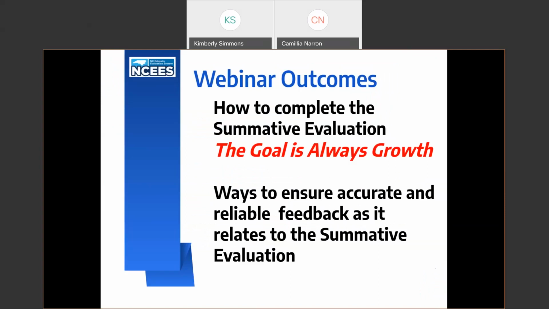So our webinar outcomes for today: how to complete the summative evaluation, and of course, the goal is always growth. And we want to look at ways to ensure accurate and reliable feedback as it relates to the summative evaluation. We know that feedback is important to teachers and to the growth of teachers. And understanding the process for rating teachers builds our confidence in providing that feedback.